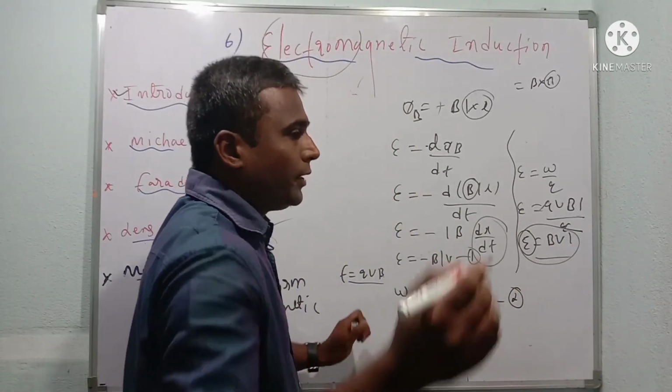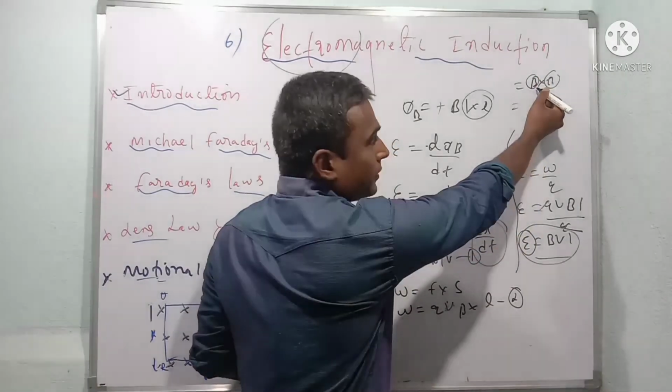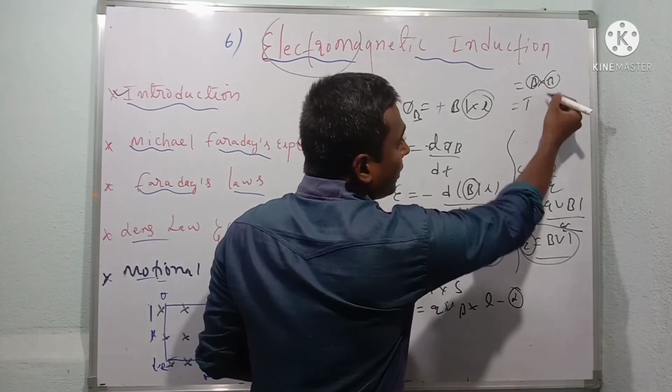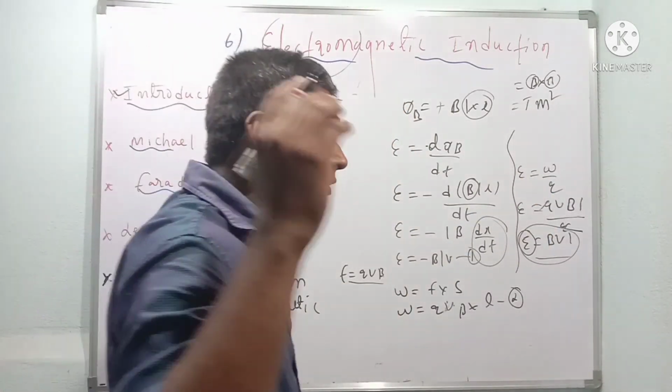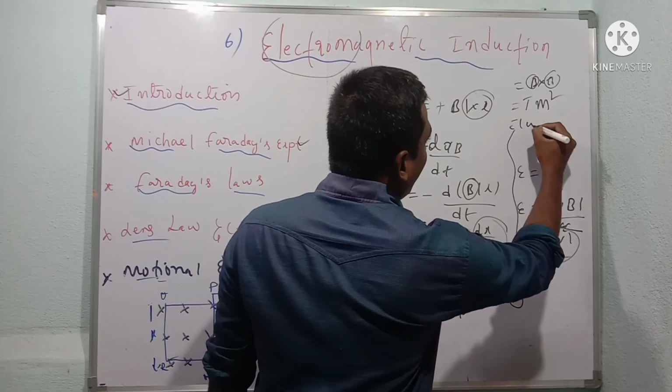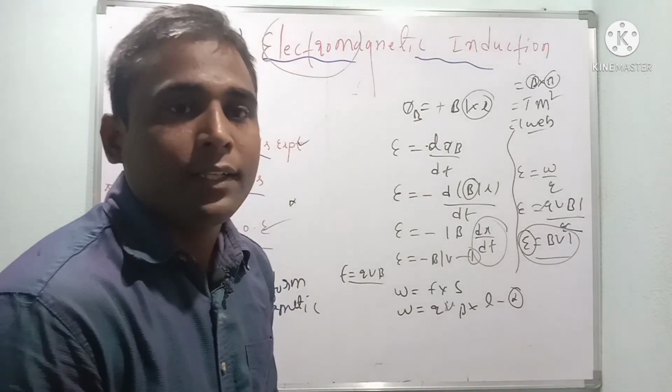And a very important point, last but not least: the unit of magnetic field B is Tesla, and the unit of magnetic flux is Tesla meter square, and this Tesla meter square is nothing but 1 Weber. The remaining topics we will discuss in the next class.